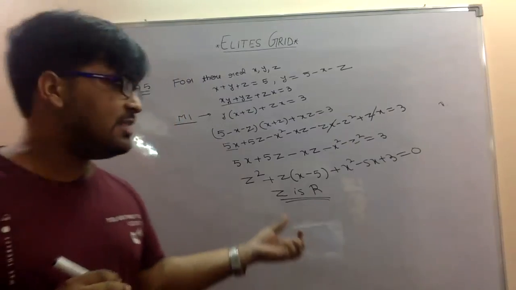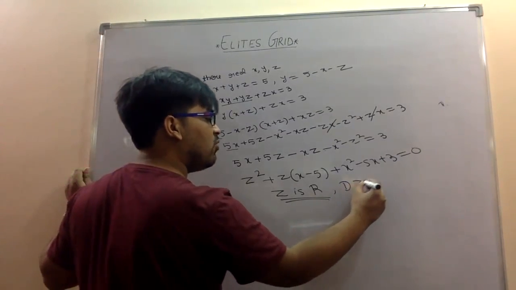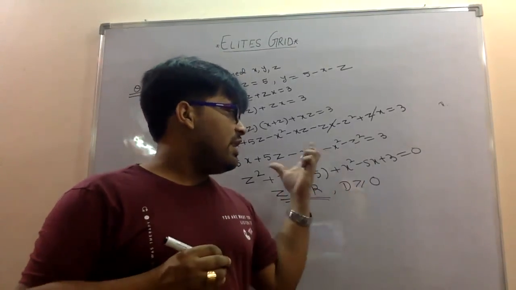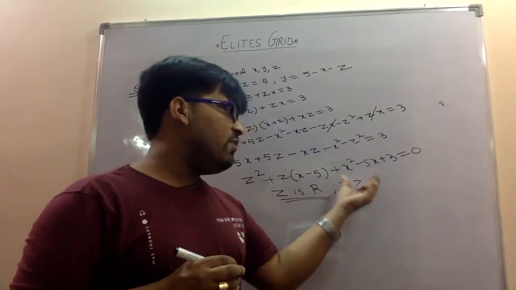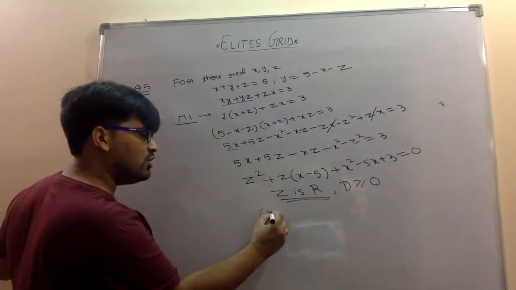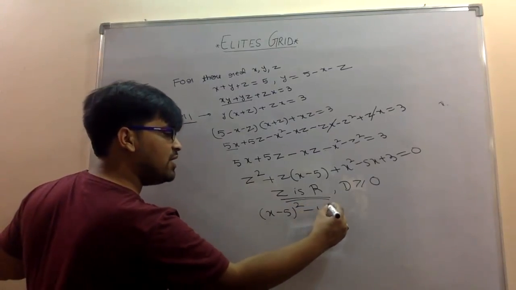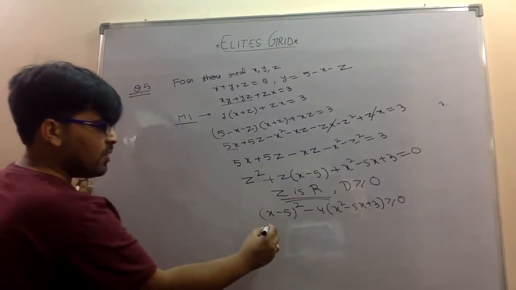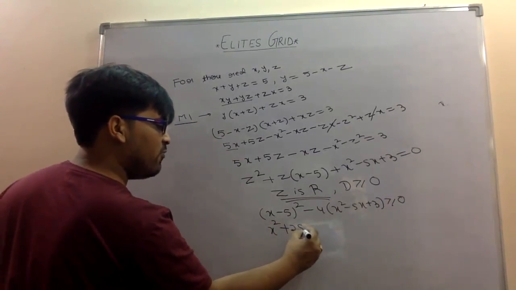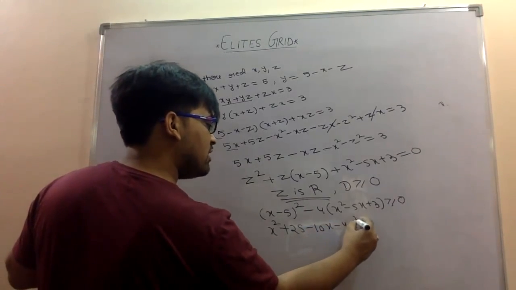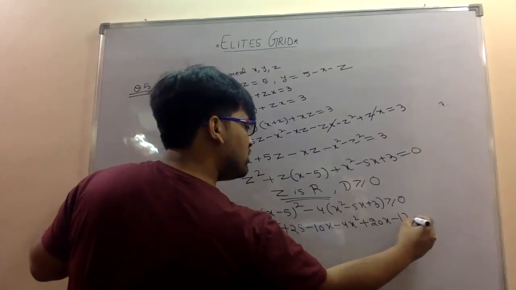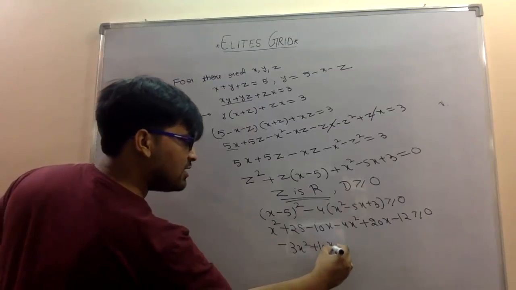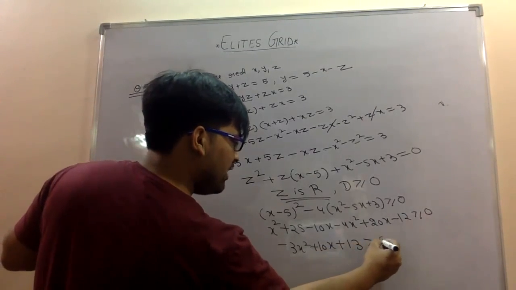That is real. If z is real, that means D will be greater than equal to 0. जो D की वैल्यू आएगी, that will be greater than equal to 0. If z is real, that means this equation will contain two real roots, so D will be greater than equal to 0. When D is greater than equal to 0, that means x minus 5 square minus 4 into x square minus 5x plus 3 will be greater than equal to 0. So x square plus 25 minus 10x minus 4x square plus 20x minus 12 will be greater than equal to 0. So minus 3x square plus 10x plus 13 will be greater than equal to 0.